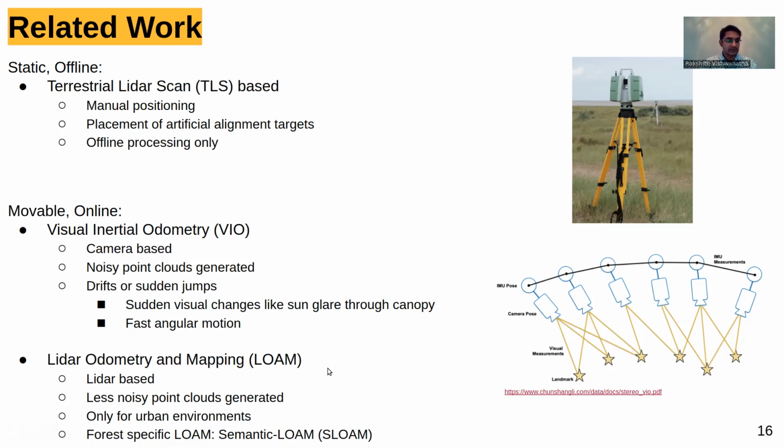Another technique for mapping in 3D environments was called LiDAR odometry and mapping, or LOAM. And this was LiDAR based, as the name suggests. The noise created in point clouds was much lesser because direct laser scans from LiDARs were used. But the main restriction was that it was usable mainly in urban environments because it relied on sharp edges and flat surfaces, such as flat roads and sharp edges from buildings. But it was not very usable for forest environments.